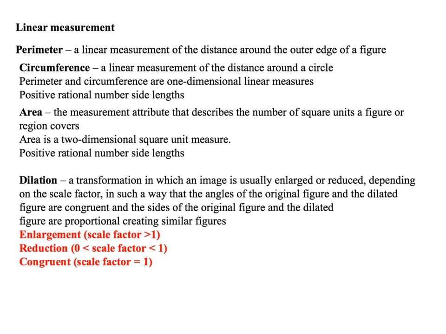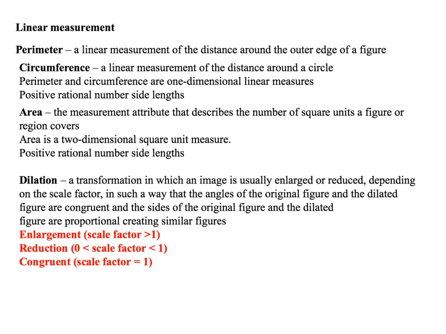Again, we want to take a look at some very important definitions, talking about linear measure. The first definition you should be familiar with is perimeter. The perimeter of a figure is the linear measure, and it's the distance around the outer edge of the figure. So we're looking at what's going around that figure, adding side lengths.